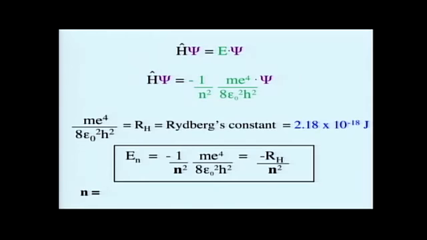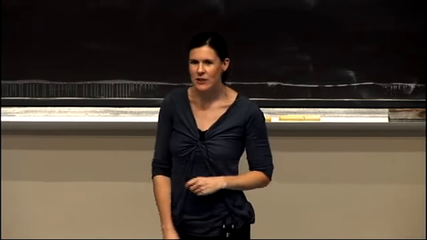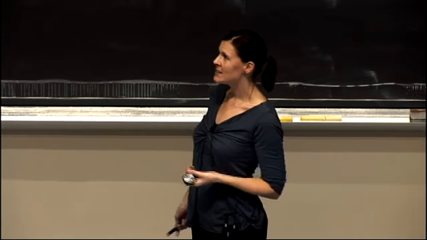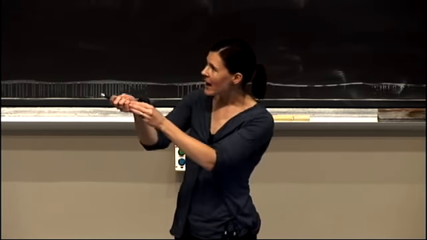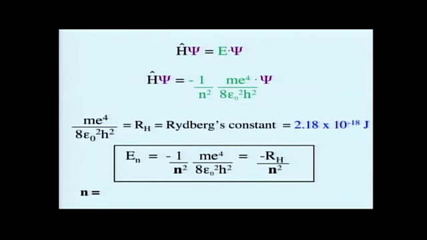So when we pull out all of those constants and instead use the Rydberg constant, what it allows us to do is really simplify our energy equation. So now we have that energy is equal to the negative of the Rydberg constant divided by n squared.